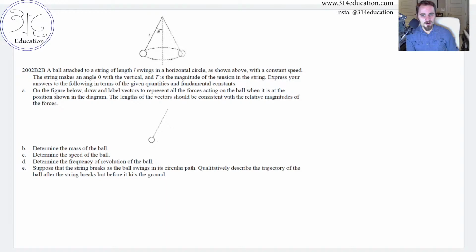Next we've got a ball attached to a string of length L swinging in a little horizontal circle, but we're swinging from like a fulcrum up here, it looks like. We've got a constant speed. String is making an angle theta with the vertical, and T is the magnitude of the tension in the string. Express your answers to the following in terms of the given quantities and the fundamental constants. They didn't tell us what quantities are given. That's fine.